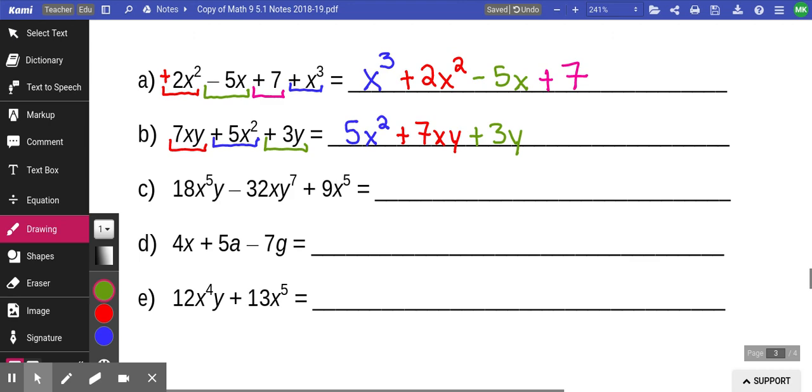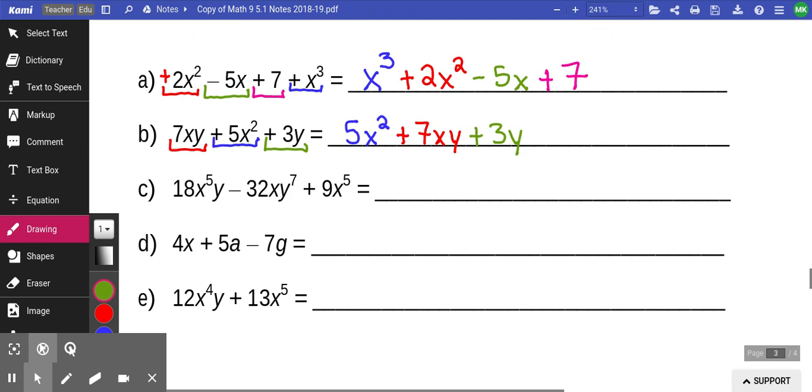I want you to try the next 3. Write them from highest degree to lowest degree. Standard form. Okay, I'm going to try to go through a few of them just so you can check your work. If you didn't finish, that's okay. There's a bunch of you guys who didn't finish.